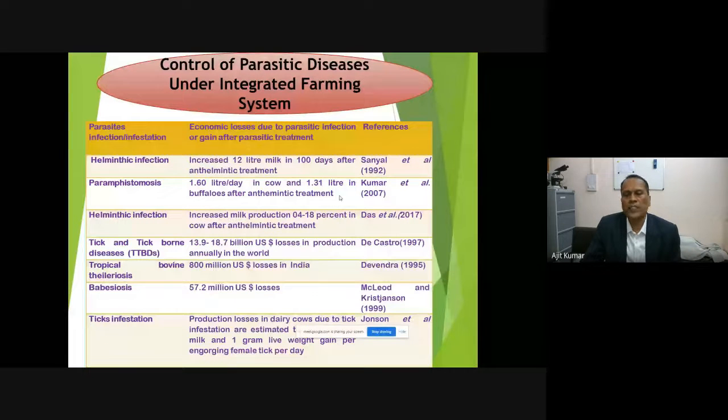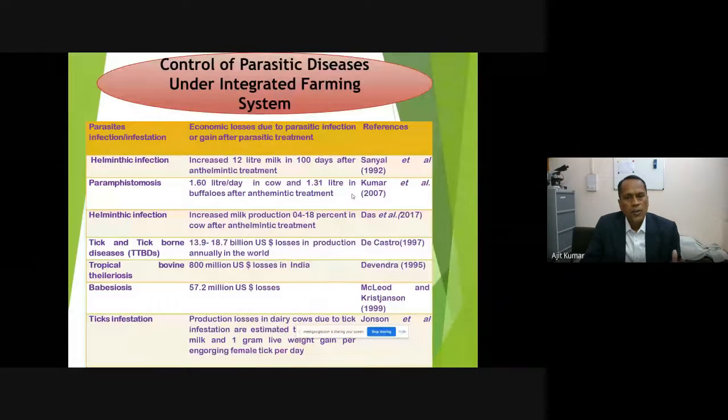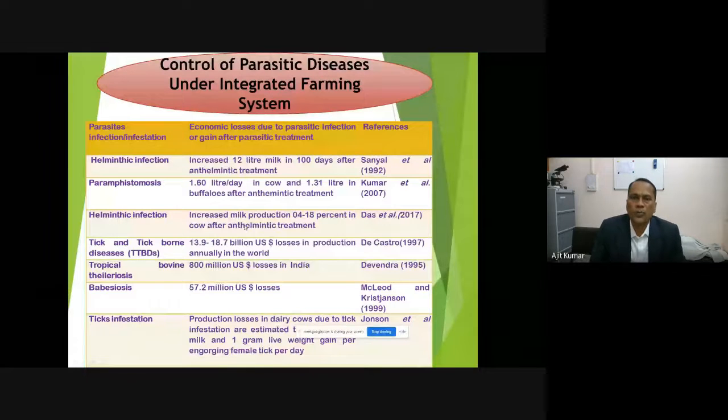And the last group is protozoa. There are many protozoan parasites found in livestock, which cause losses to the animal during infection in terms of reduced milk production, reduced reproduction capability of the infected animals, and even death of the infected animals. During parasitic infection in dairy animals, various scientists have reported economic losses in terms of milk production, draught power capability, as well as expenses incurred during treatment by chemotherapy.